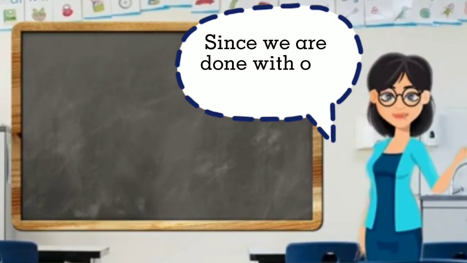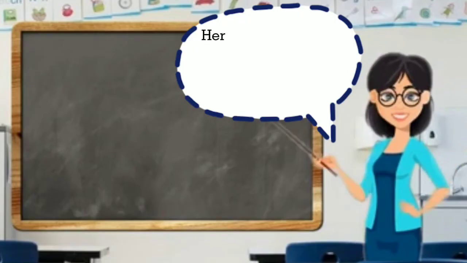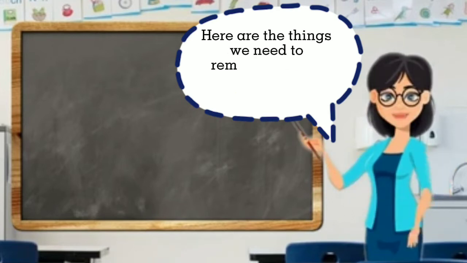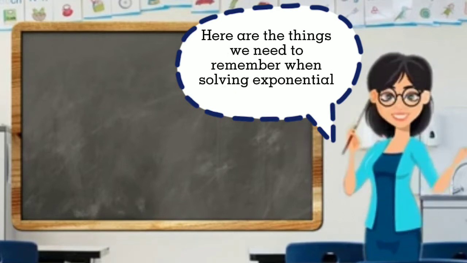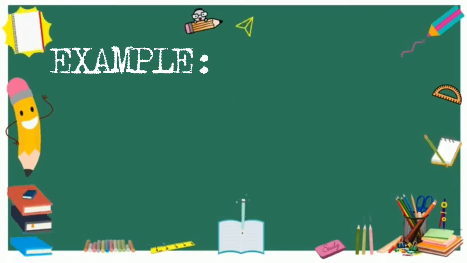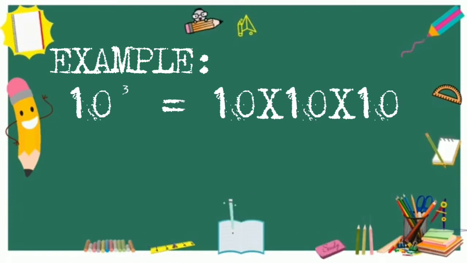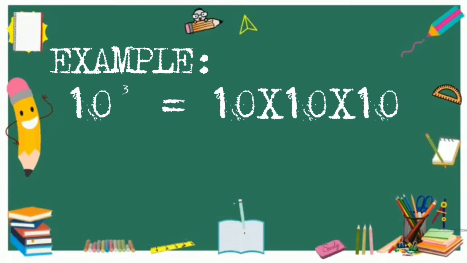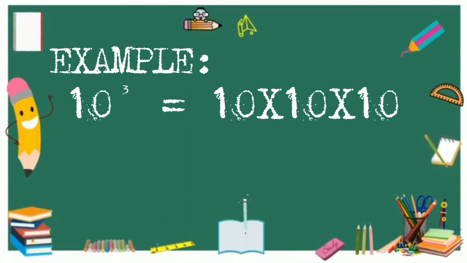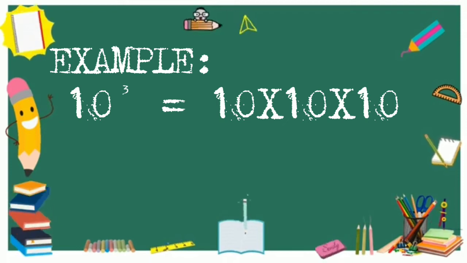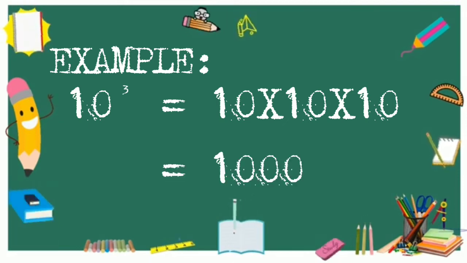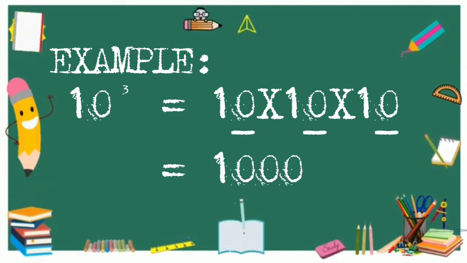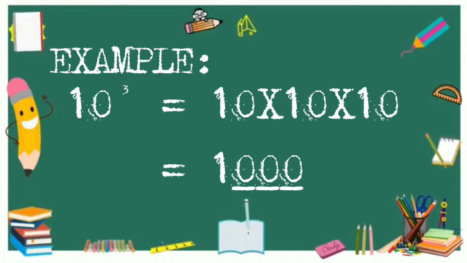Since we are done with our examples, here are the things we need to remember when solving exponential notation. In this example, 10 cubed or 10 raised to the power of 3, where we say 10 times 10 times 10 is equals to 1000. Where the number of zeros there is automatically beside the 1.